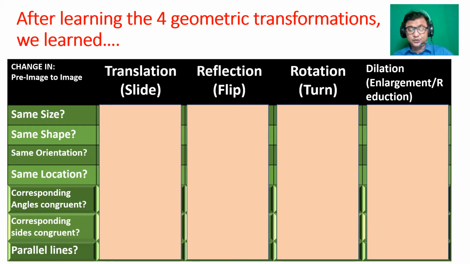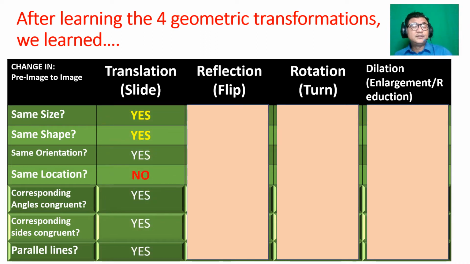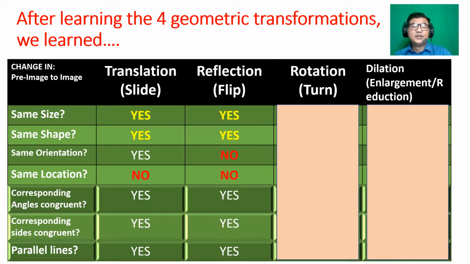We've learned that in translation, these are preserved, yes, yes, yes. Only the location is changed. Same size, same shape. You know all of that. Now, in reflection, everything is a yes except for the orientation and the location. The orientation, remember, if there's flipping, only that changes. Of course, location always changes.